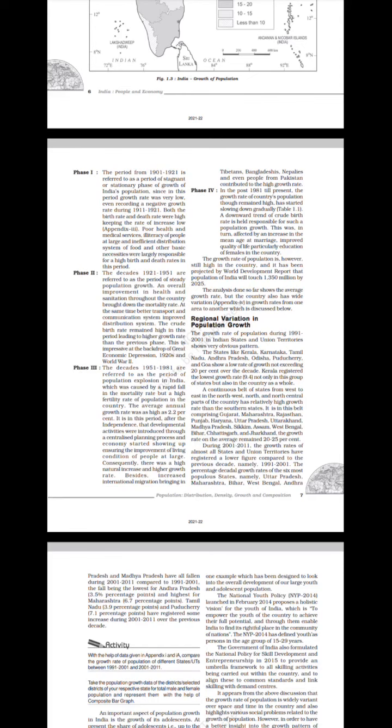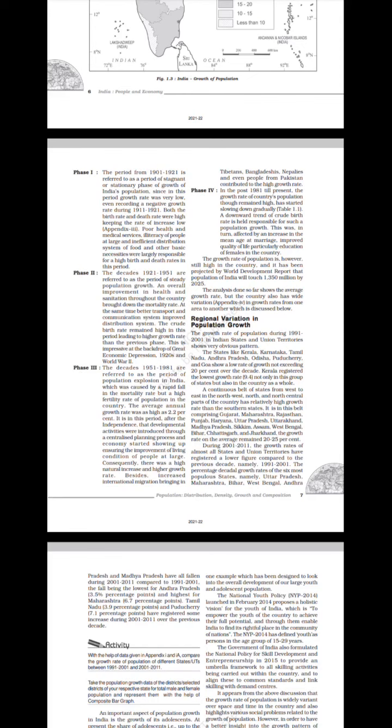Phase 2. The decades 1921 to 1951 are referred to as the period of steady population growth. An overall improvement in health and sanitation throughout this country brought down the mortality rate. At the same time, better transport and communication system improved distribution system. The crude birth rate remained high in this period, leading to higher growth rate than the previous phase. This is impressive against the backdrop of great economic depression, 1920s and World War II.